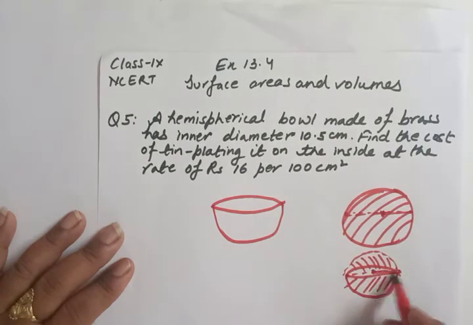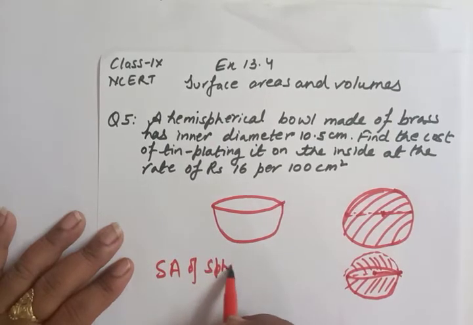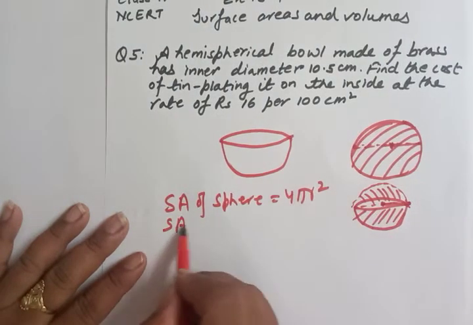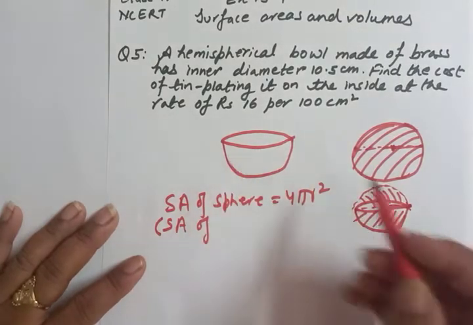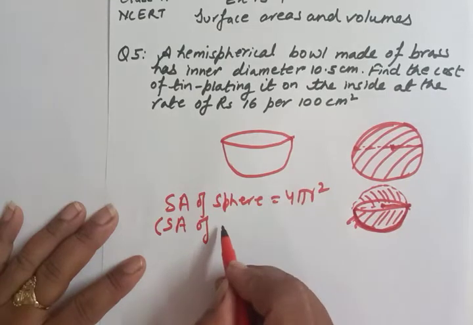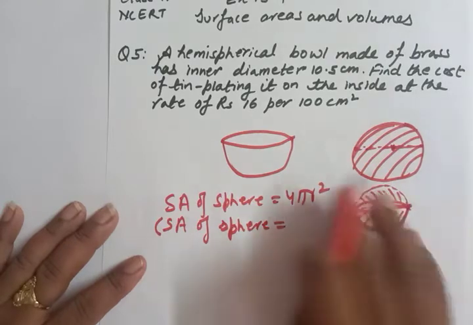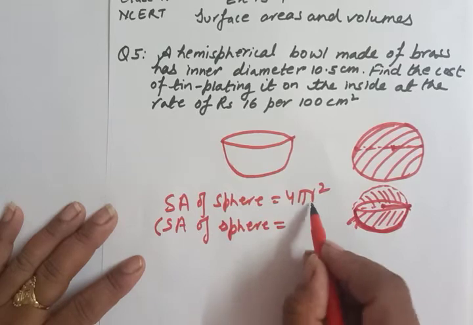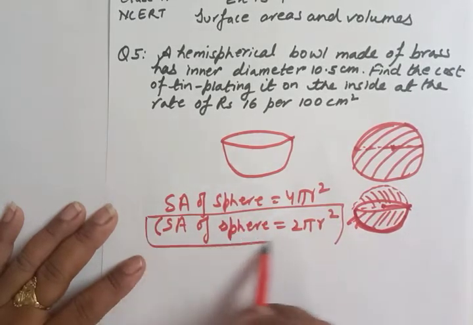Now, as we know, the surface area of a sphere is 4 pi r square. Now we are using the word curved surface area. When we use this curve, that is equal to half of this, because it is cut from the center with a plane. So that will be half of this, that will be 2 pi r square. Yes, this one, that is 2 pi r square.